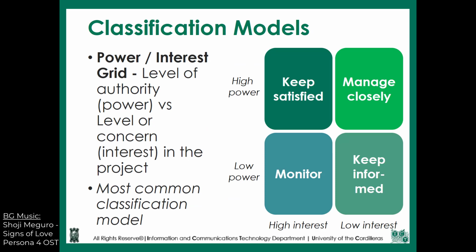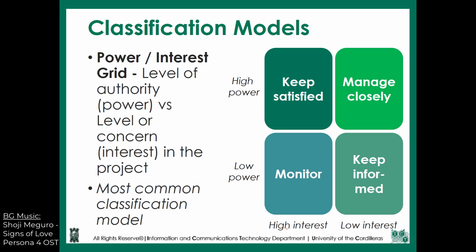So we have here the classification models of a stakeholder analysis matrix. There are actually a lot of classification models, but the most famous or the most common one that we use is what we call the power interest grid. The power interest grid focuses on the level of authority, also known as power, versus the level of concern, also known as interest in the project. A stakeholder may have a lower or higher power, and could also have a low interest or a high interest.